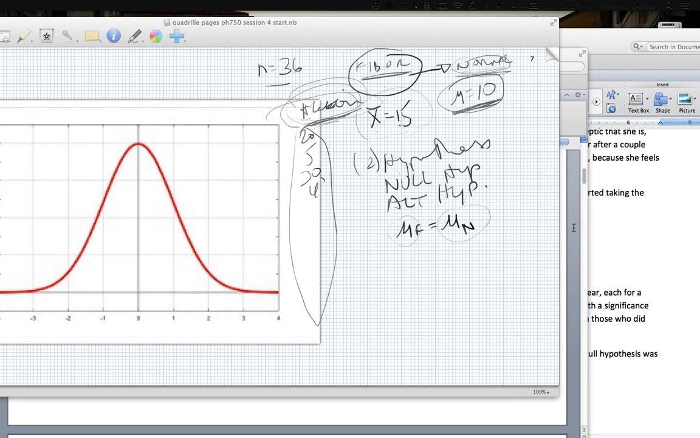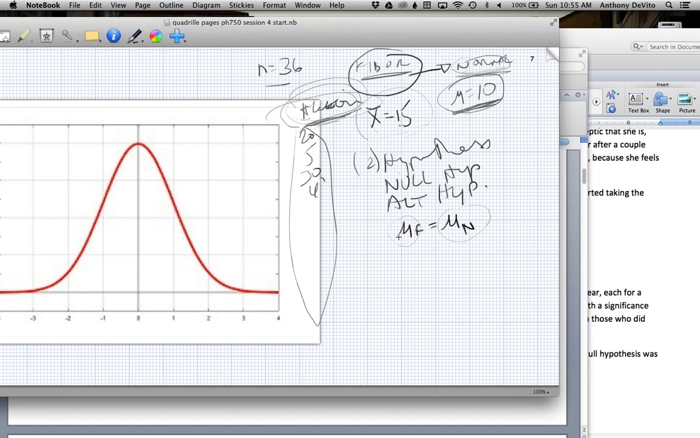And the alternative hypothesis is that there is a difference, right? Mu for fibromyalgia does not equal the mu for normal patients. I'm just going to say this is what we call a 2-sided hypothesis.